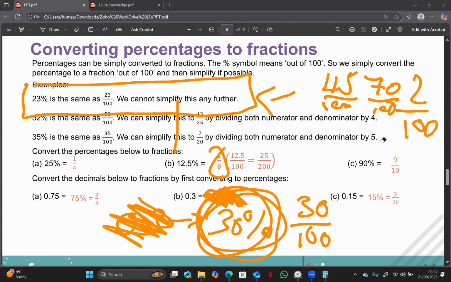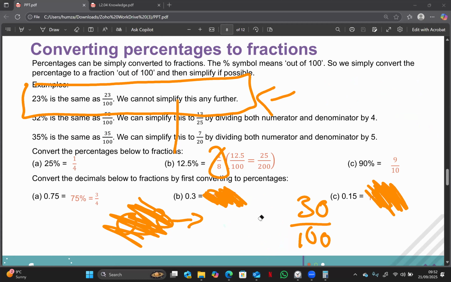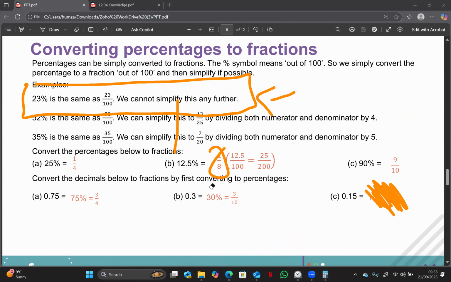How did you get that? 3 over 10. 30 over 100, not times 10, divided by 10. Exactly. 10 goes into 30 three times and into 100 ten times. So it will be 3 over 10. Do you understand that, Daniela? Yes. Okay, cool. 3 over 10.